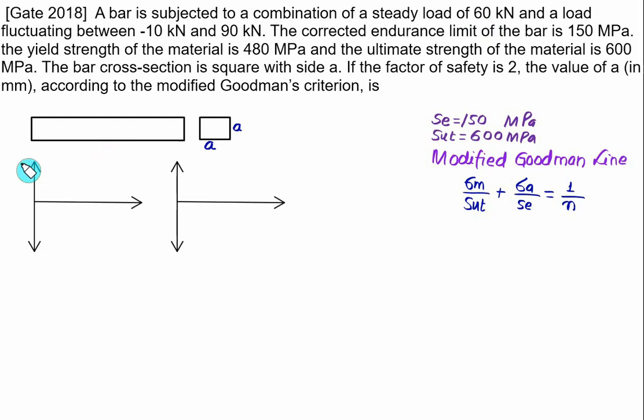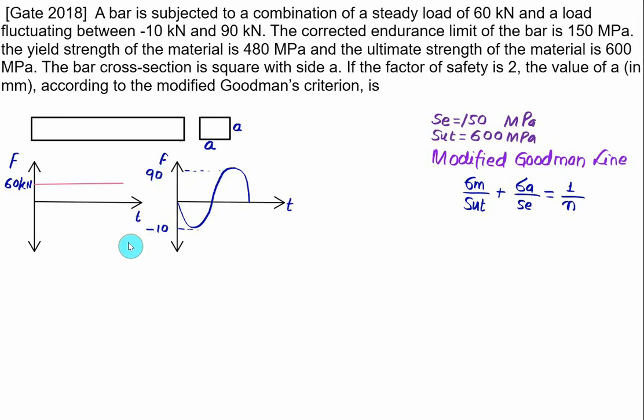So we'll show here the force versus time diagram. We have two loads here, one is a steady load and one is a fluctuating load. The steady load is a positive value of 60 kN. So let's mark here the positive load equal to 60 kN. We have the fluctuating load from -10 to 90. So we have -10 and then it goes to +90. So the minimum value is -10 and the maximum value is +90.